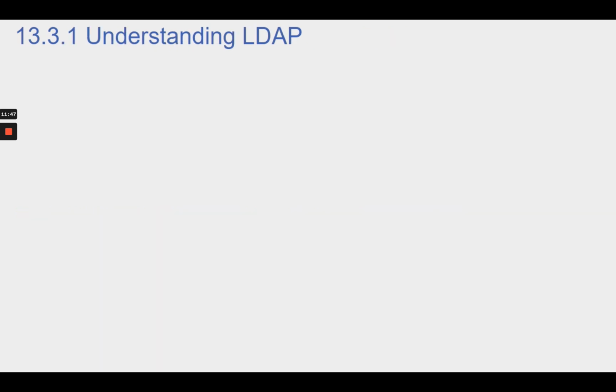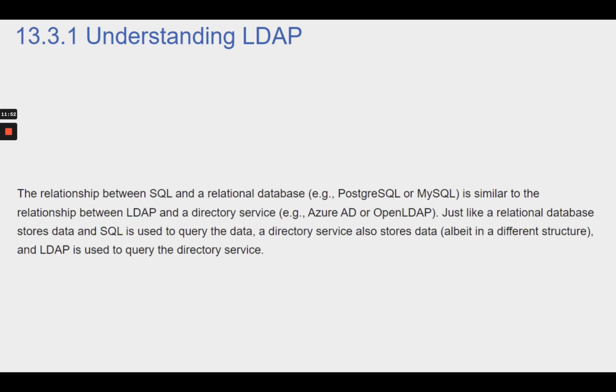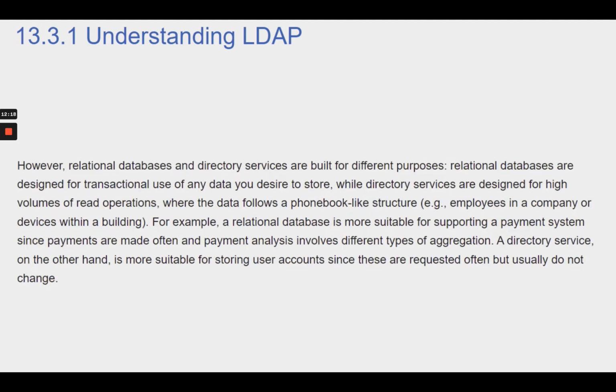Section 13.3.1. Understanding LDAP. The relationship between SQL and a relational database, that is, PostgreSQL or MySQL, is similar to the relationship between LDAP and a directory service, for example, Azure AD or OpenLDAP. Just like a relational database stores data and SQL is used to query the data, a directory service also stores data, albeit in a different structure, and LDAP is used to query the directory service.